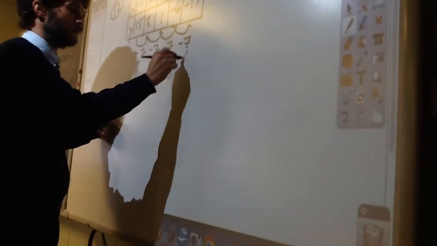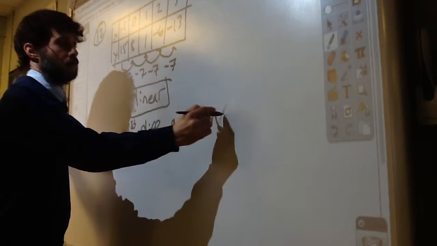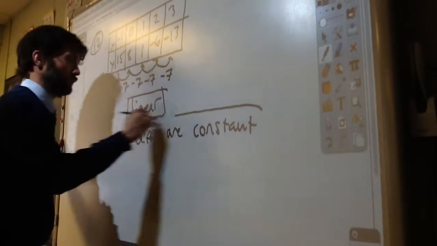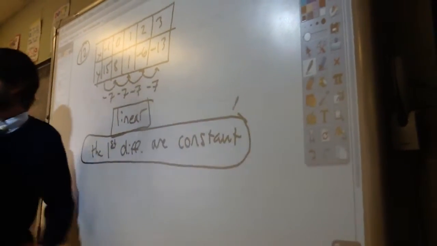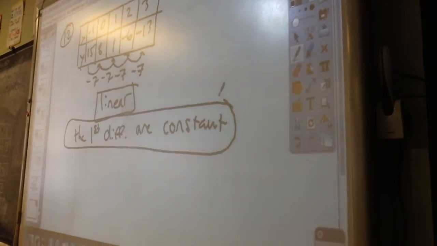Linear. Remember, if the first differences are constant, it is linear, and my explanation is going to be just that. My explanation is the first differences are constant. That's it. That's all I need in the way of explanation. It doesn't have to be a paragraph, nothing crazy. Just tell me how you knew.